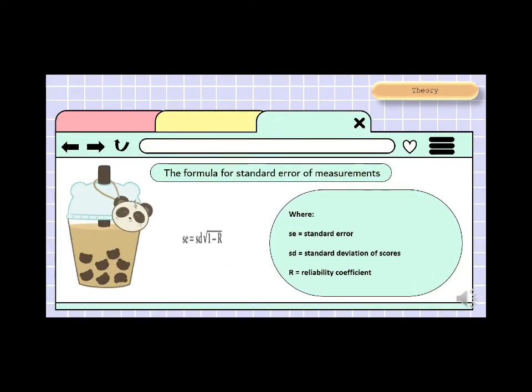The third one is the formula for the standard error of measurement. SE is equal to SD times the square root of 1 minus r, where SE is the standard error, SD is the standard deviation of scores, and r is the reliability coefficient.